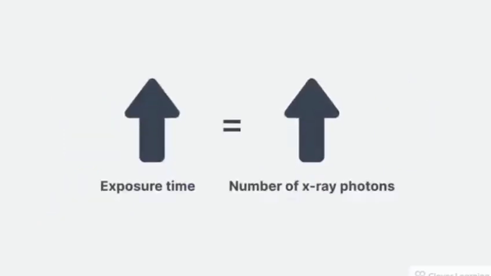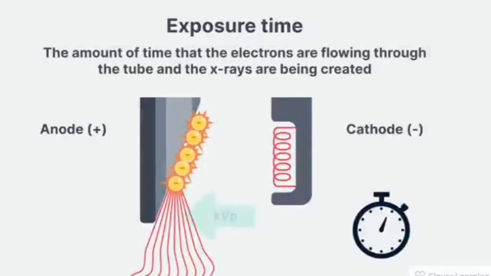Increasing the exposure time also increases the total number of X-ray photons created. The exposure time is just the amount of time that electrons are flowing through the tube and X-rays are being created. It is exactly like unicorns. The longer they eat Skittles, the more rainbows they make.